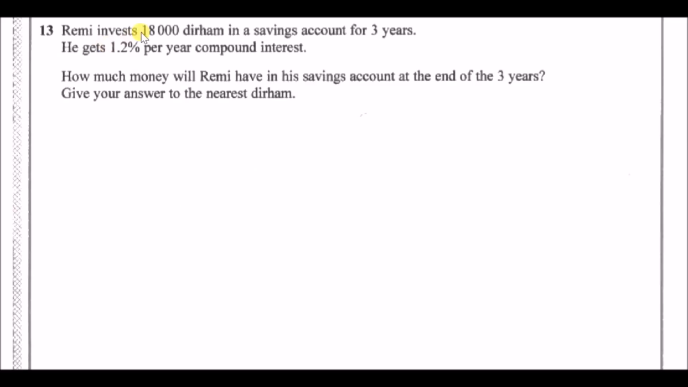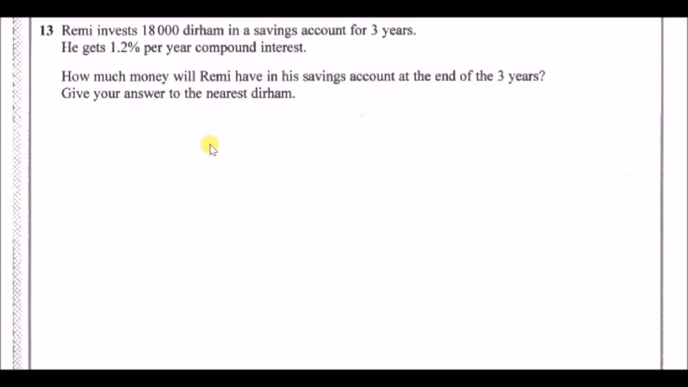So Remy invests 18,000 dirham in a savings account for 3 years. Now he gets 1.2% per year compound interest. So this means that his money is going up every single year by 1.2% for 3 years. How much will he have in his savings account at the end of the 3 years? Okay, now this is very standard formula, yeah?